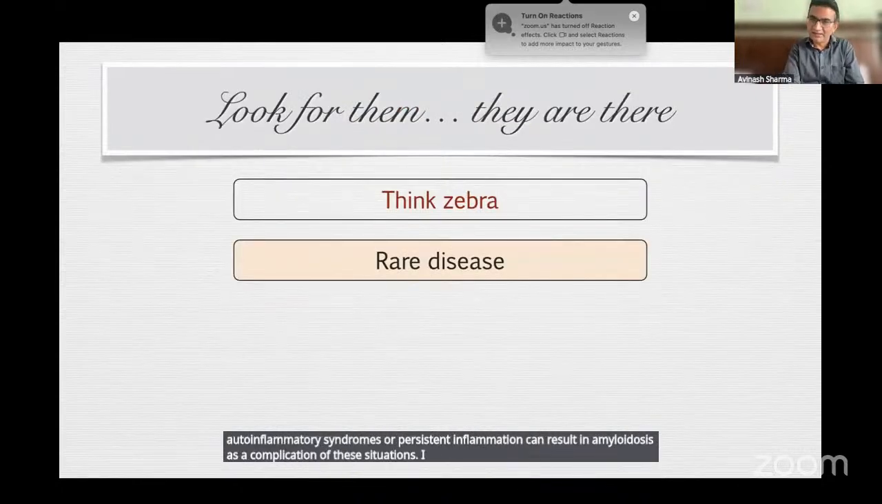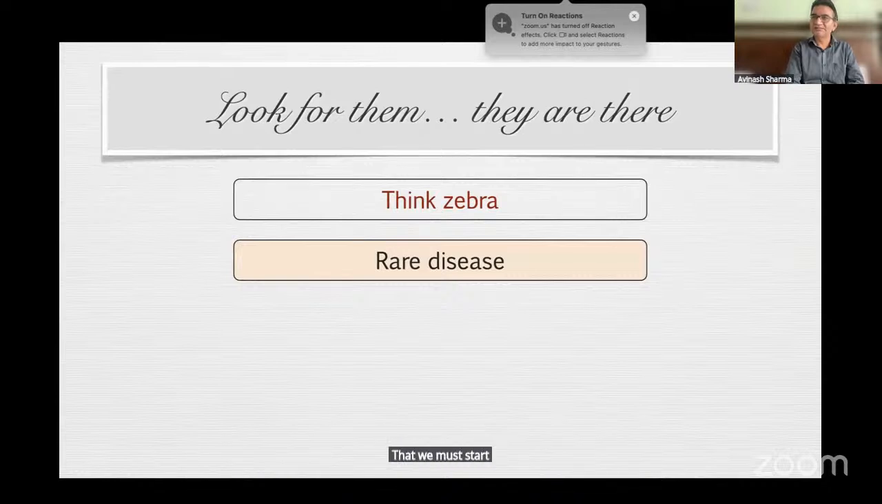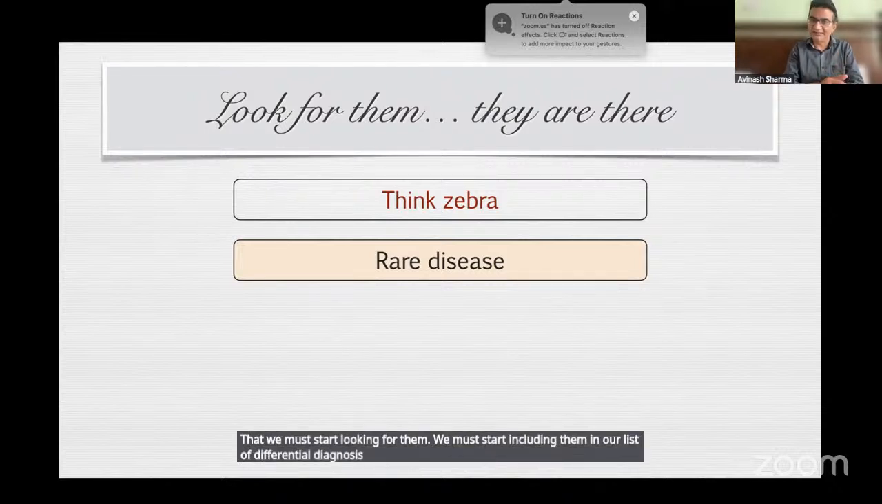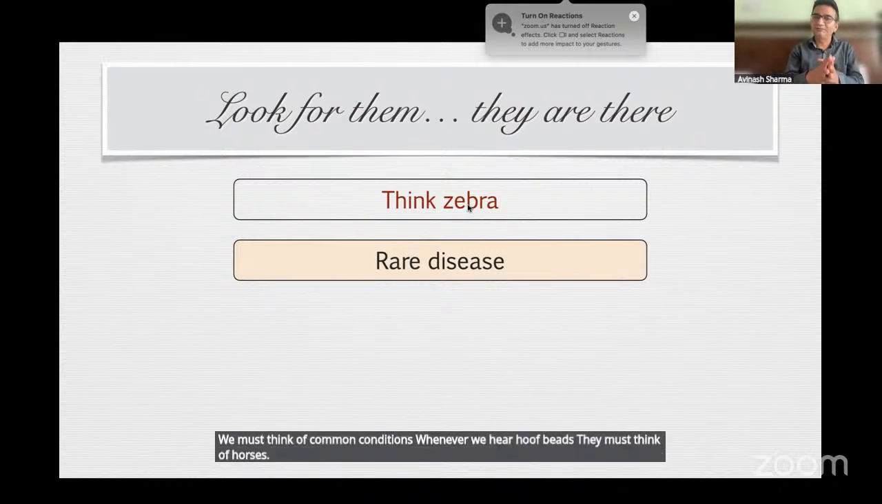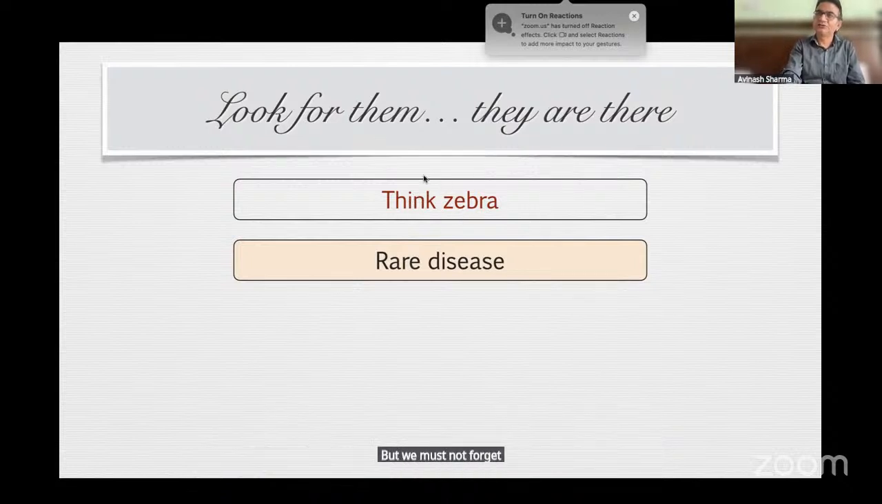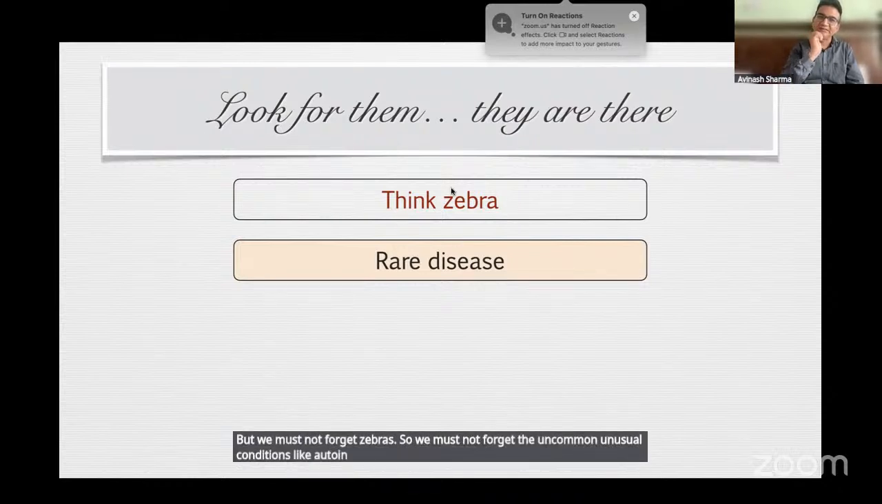I would say that they are there. There is no reason for us not to have these conditions with us. But what is needed is that we must start looking for them. We must start including them in our list of differential diagnosis whenever we have the correct context. In medical education, we are taught to think of common conditions. Yes, we must think of common conditions. Whenever we hear hoof beats, we must think of horses, but we must not forget zebras. So we must not forget the uncommon, unusual conditions like autoinflammatory conditions whenever we have patients with these manifestations.